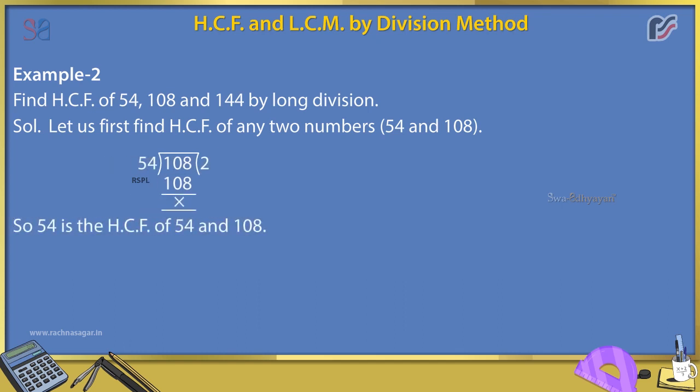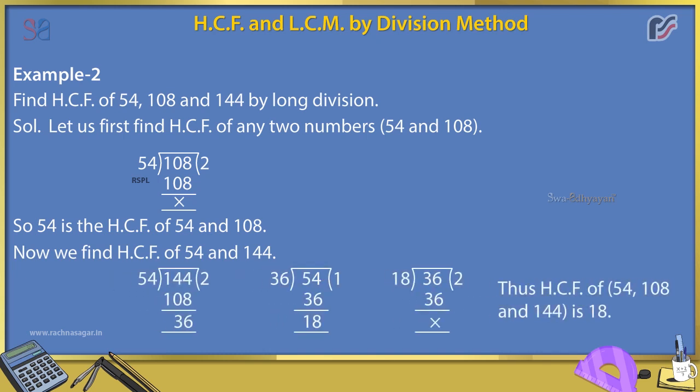So, 54 is the HCF of 54 and 108. Now, we find HCF of 54 and 144. The HCF of 54, 108 and 144 is 18.